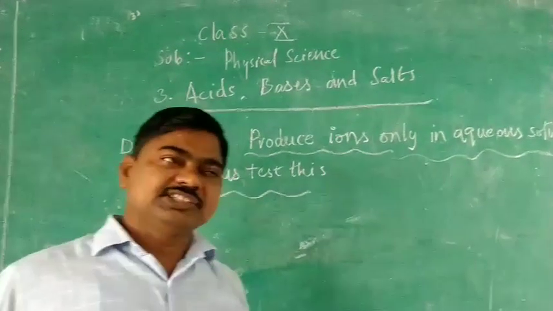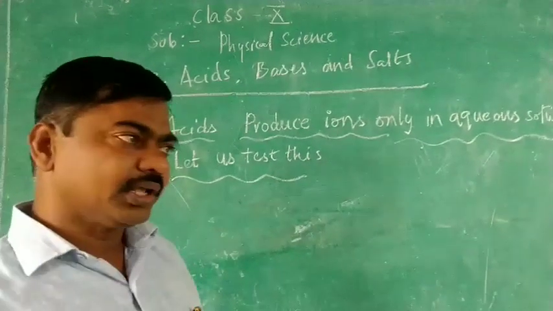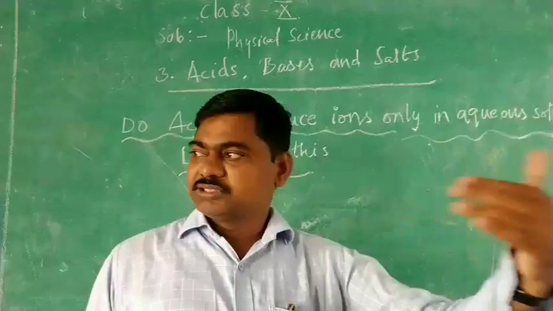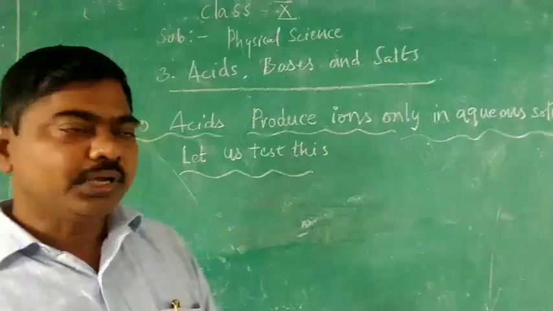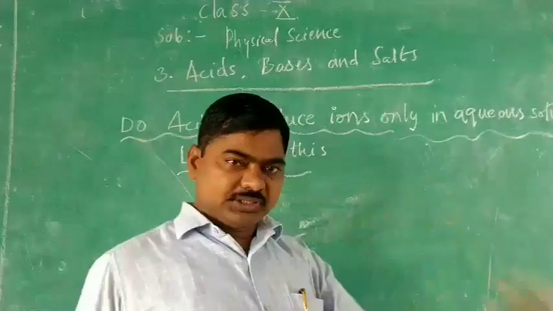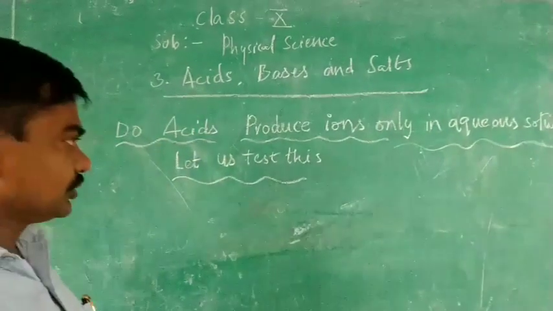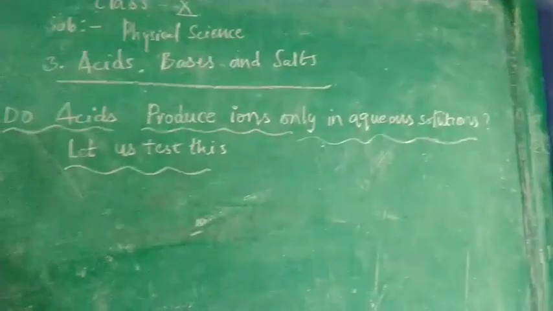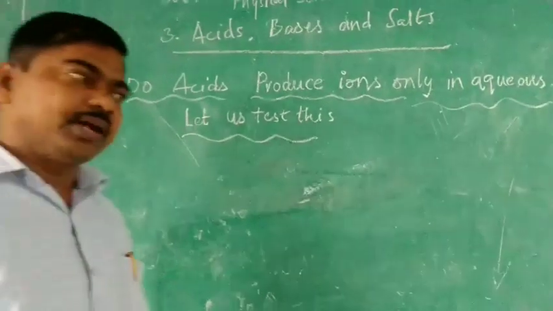Acids, bases and salts. In this chapter, earlier we discussed what acids and bases are. We have seen that acids react with metal oxides, and bases react with metal oxides, and how the ions dissociate. Now, continuing further: do acids produce ions only in aqueous solutions? Let us test this. We have an activity that we are testing.